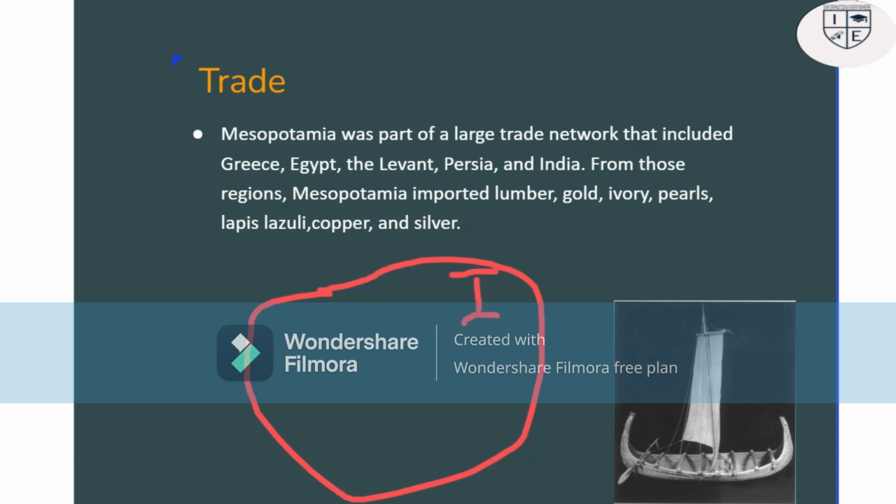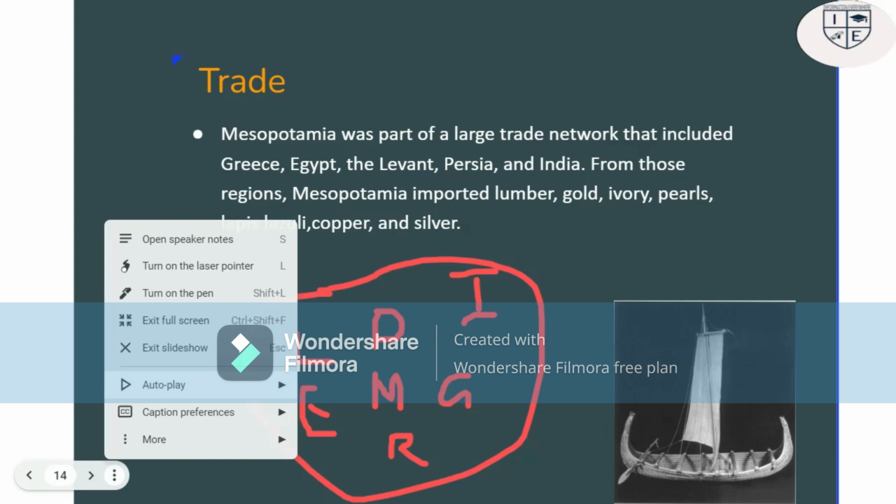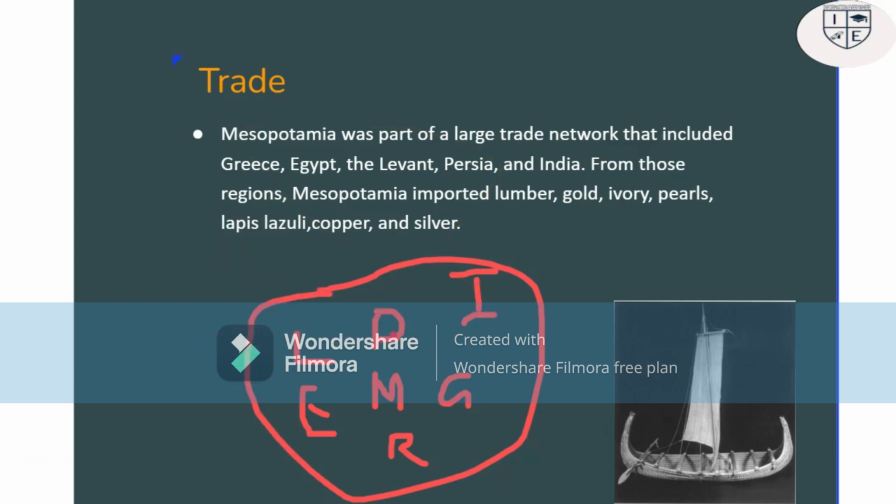There was a large trade network in which India, Persia, Levant, Mesopotamia, Greeks, Romans were included. Mesopotamia imported different materials from these civilizations, empires, and countries, and the main things I know where it imported from are gold and ivory.